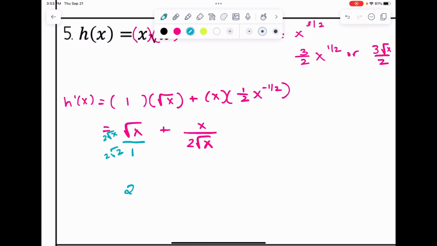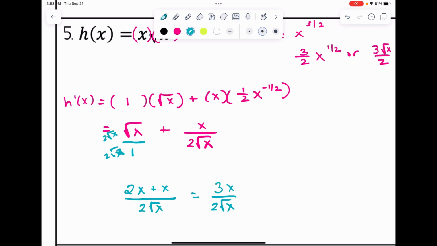Radical x times radical x is x. This is an x down here, by the way. So that would give me 2x plus x over 2 radical x in the denominator. This would be 3x over 2 radical x.